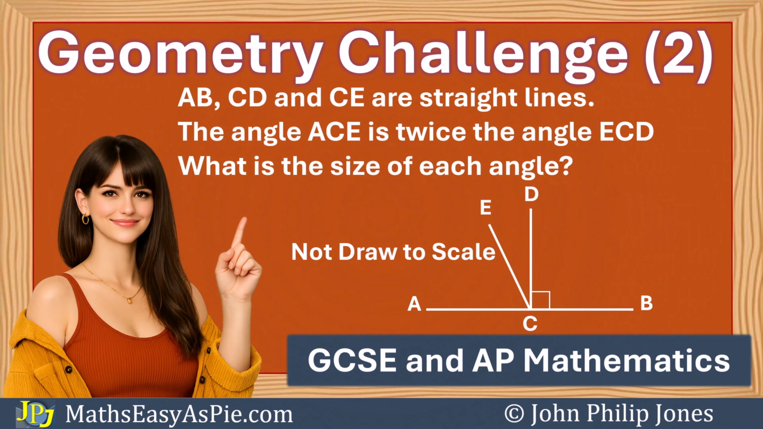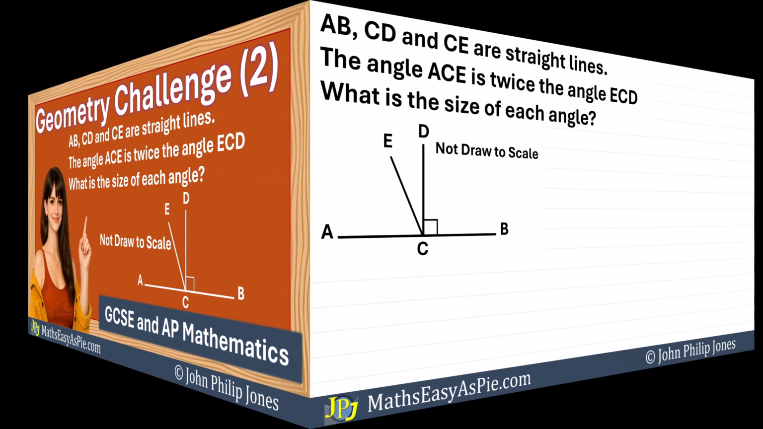Consider this question. AB, CD and CE are straight lines. The angle ACE is twice the angle ECD. What is the size of each of the angles? Let's go on to the next slide to show the solution to this.